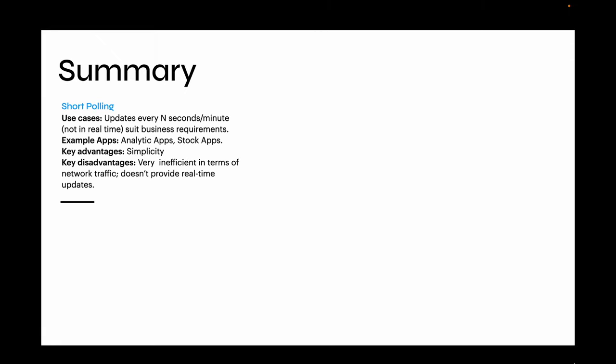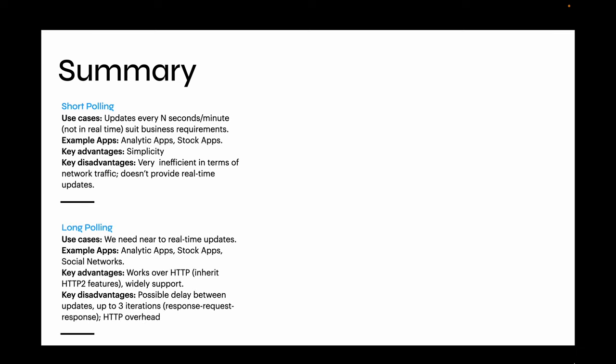Let's summarize the key points of all the approaches that we discussed. The first one is short polling. Use cases: updates at fixed intervals, for example, every 30 seconds or every 1 minute. It's suitable for non-real-time requirements. Example apps: analytics apps, stock applications. Key advantages: simplicity. Key disadvantages: inefficient in terms of network traffic, doesn't provide real-time updates.